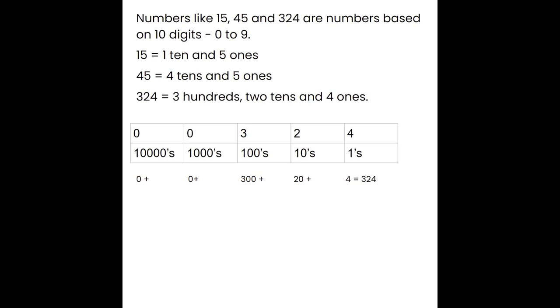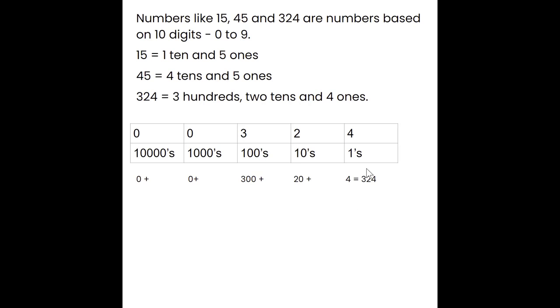If we look at the number 15, we know that that is 1 ten and 5 ones. If we look at the number 45, we know that's 4 tens and 5 ones. 324 is 3 hundreds, 2 tens, and 4 ones. And so we can see in this chart here that if we expand out all of our places, we can say that there's 3 100s, that means 300. 2 tens means 20, 4 ones means 4, and if we add 300 plus 20 plus 4, we get 324.